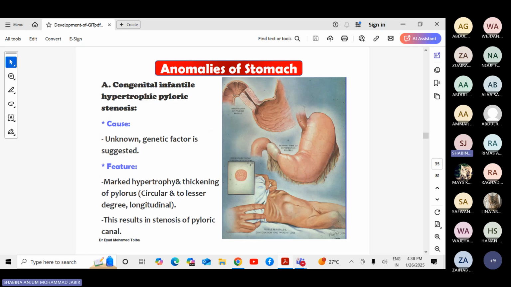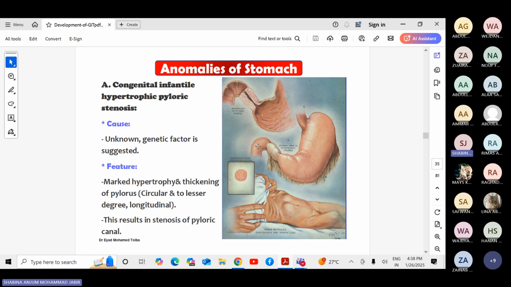So what will happen in the stomach? In the anomalies of the stomach, the first thing is not very common, I will say, but it is common. This is called congenital infantile hypertrophic pyloric stenosis, CHPS. You will call it CHPS. In that, what will happen?